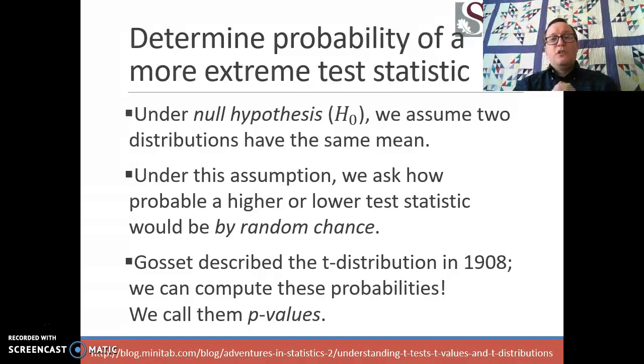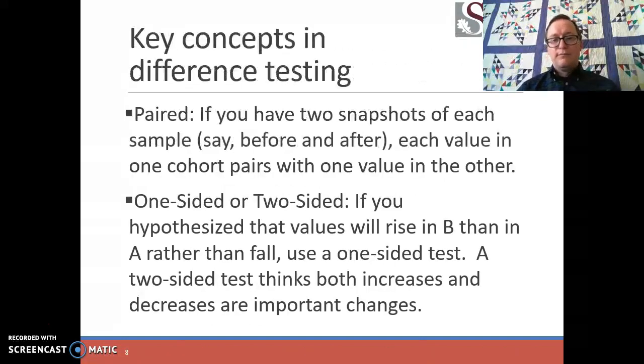Under this assumption, we must ask how probable is it that a higher or lower test statistic would happen by random chance alone. So Gossett's work back in 1908 described what the distribution of the t-statistic should look like, so we can compute those probabilities very accurately, and we call those p-values.